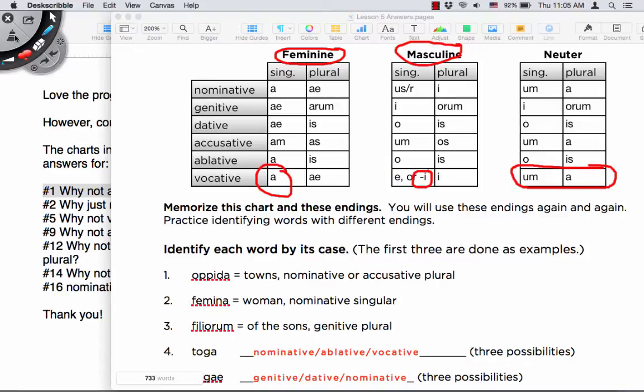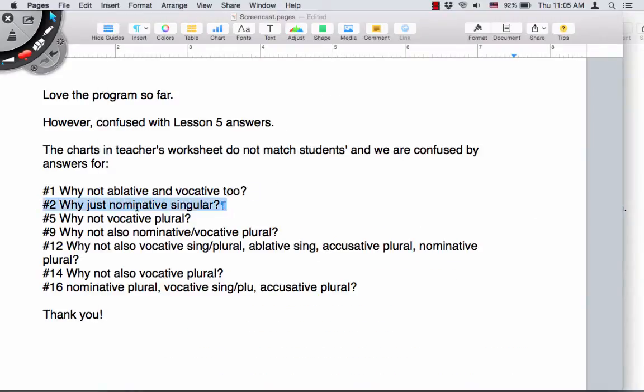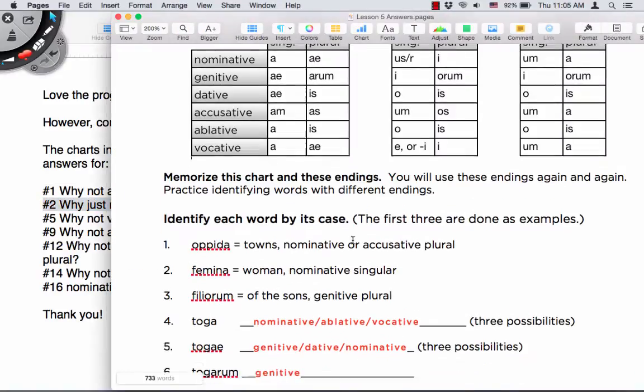Okay, so the vocative is really not an option either, although grammatically we could make the case that this one should also be vocative. So we're calling the town. And I suppose town is one of those examples where you actually could call them. So number 2, why not just nominative singular? Let's see what number 2 is.